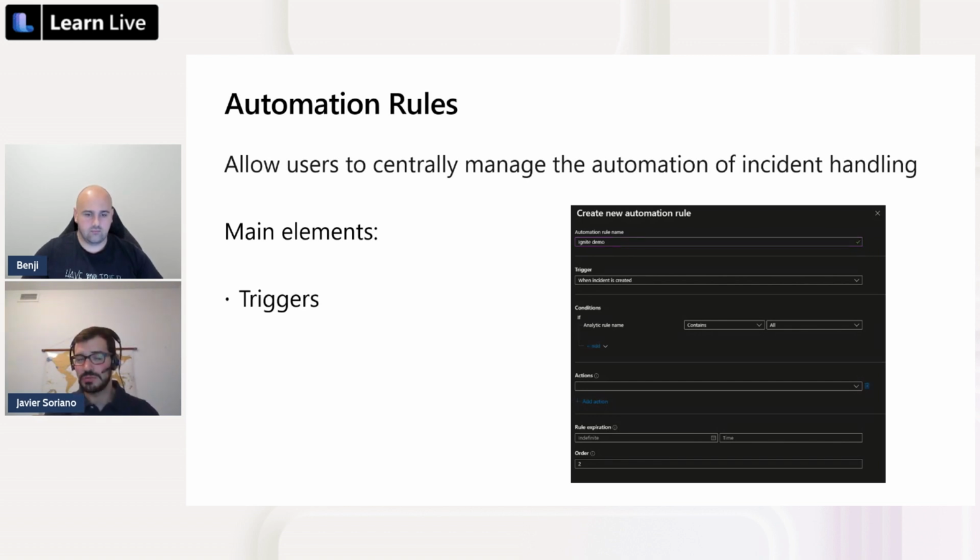It has several main elements as part of an automation rule. First, we have the trigger. So when is this automation rule going to start executing, right? Then we have the conditions. What are the conditions that have to be met in order for the actions to be executed? And actions is obviously the third component, the third element. There are several actions that we're going to review in the slide. So whenever the rule is triggered and the conditions are met, then the actions will be executed.